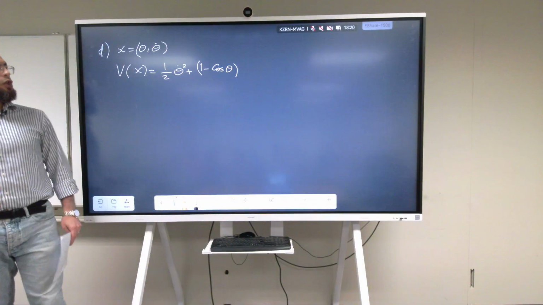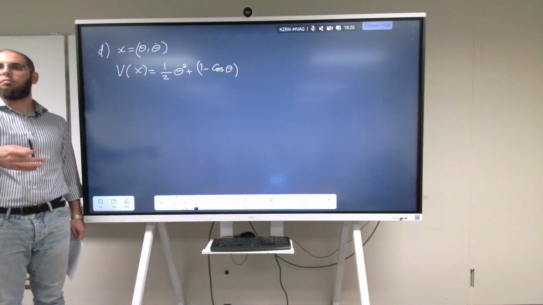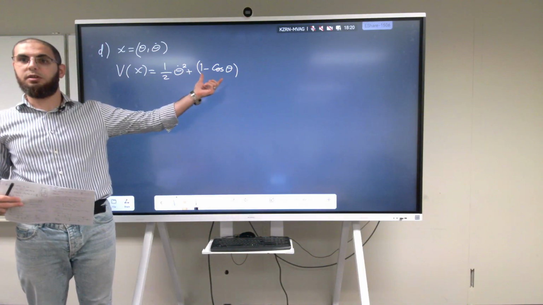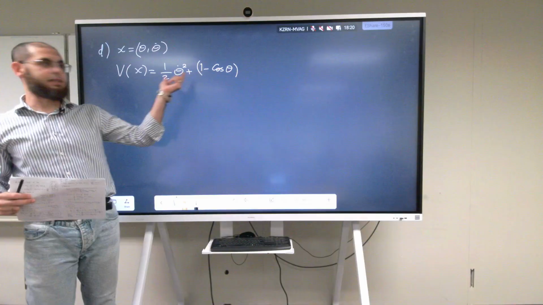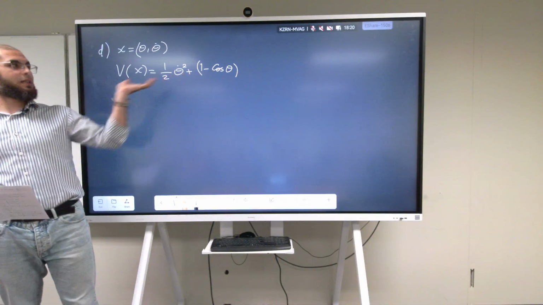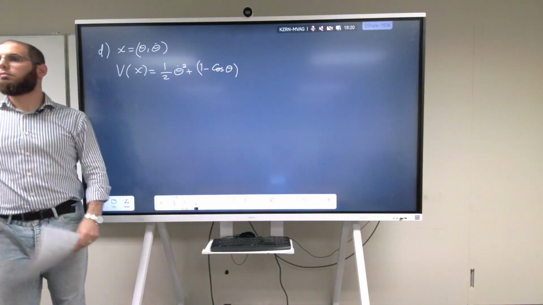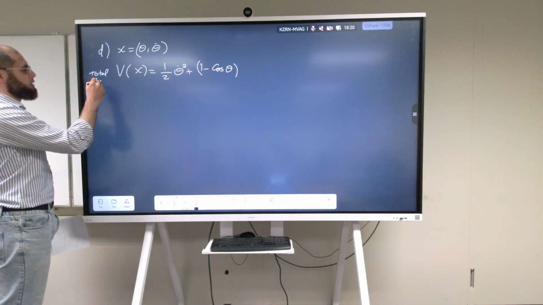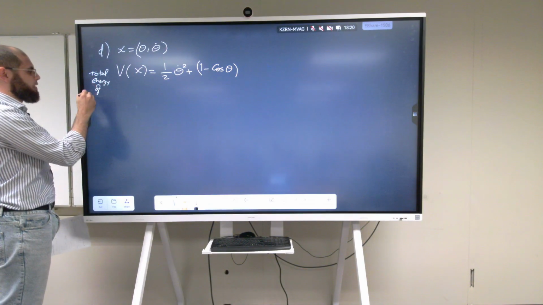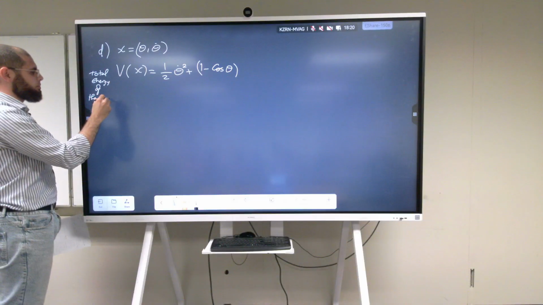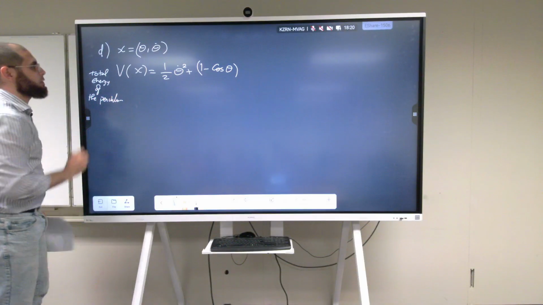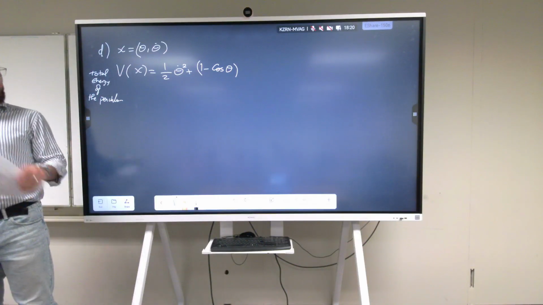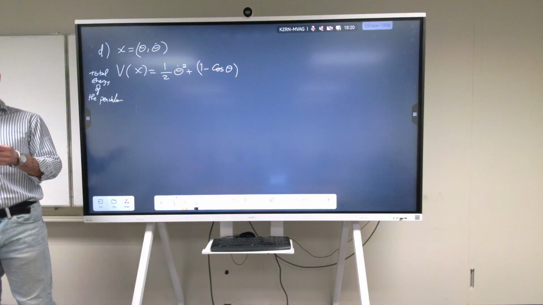So what is V here? Is it potential or energy? This is gravitational potential energy, and this is the kinetic energy. So what is V here? Total energy of the system, exactly. Total energy of the pendulum. And we're going to come back to the pendulum later. But let's take just this function and see whether it's actually locally positive definite or not.